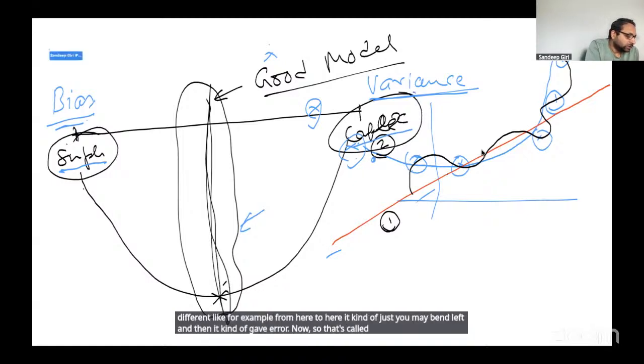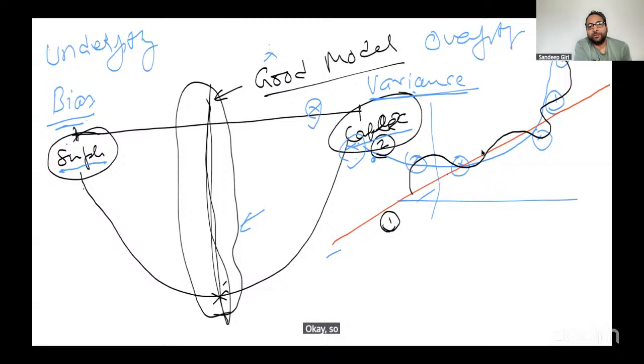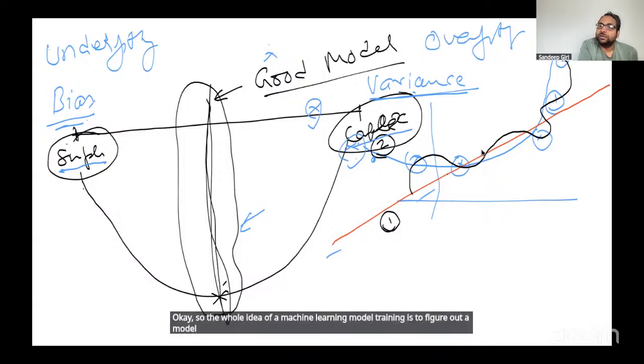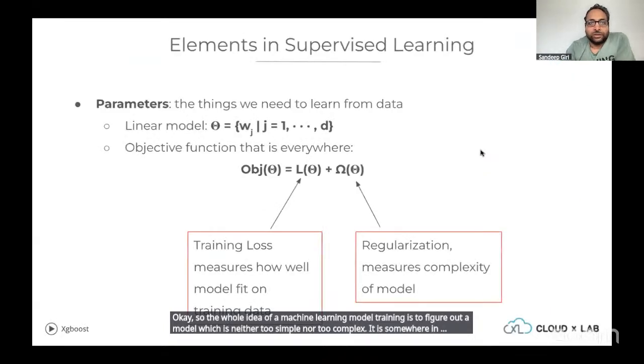That's called bias. This is also called underfitting and overfitting. Okay, so the whole idea of machine learning model training is to figure out a model which is neither too simple nor too complex. It is somewhere in between. Okay, so it's like this, right?